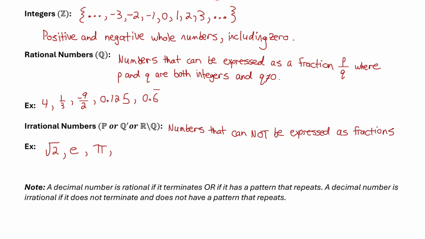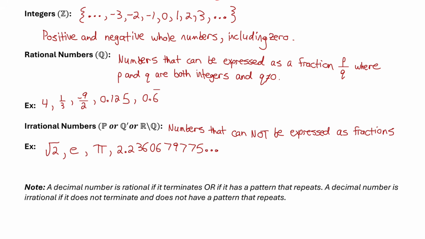So I'll just make one up here as an example, like 2.23606797775, and so on, continuing forever with no repetition. But I put a note here at the bottom just to remind you that if we did have a decimal value that did terminate or has a pattern that repeats, then it could be expressed as a fraction, so it would be rational. But a decimal number is irrational if it does not terminate and does not have a pattern that repeats.